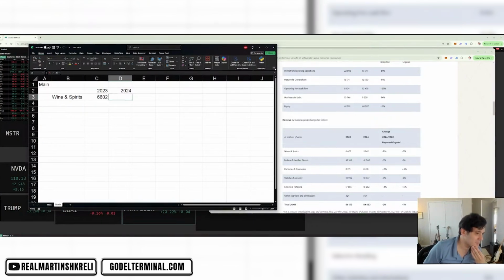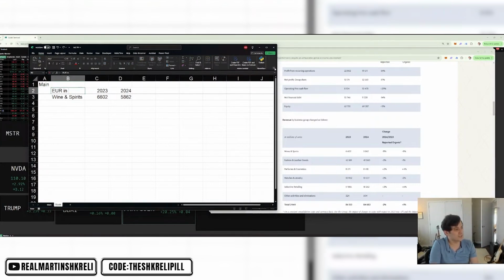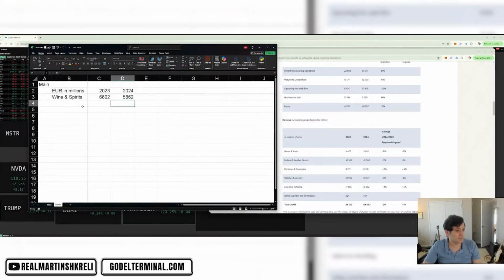Okay, 6 billion euro. And what I'm going to do here is I'm just going to write euro in thousands. Or it's actually euro in millions. So I could just type euro in millions. There we go. So you know what these numbers mean. They don't mean dollars. So you just put that right there. That's the right spot to put it in. And you can see there's negative 11% growth in wine. But how about fashion and leather? This is their biggest division by far. I'll put these in order.